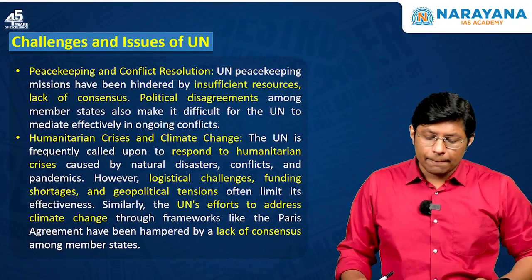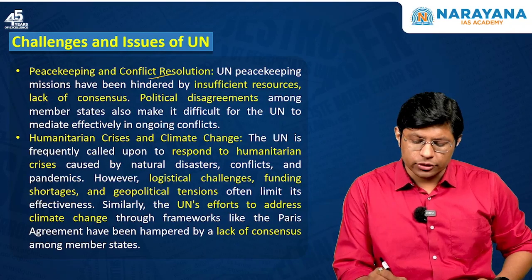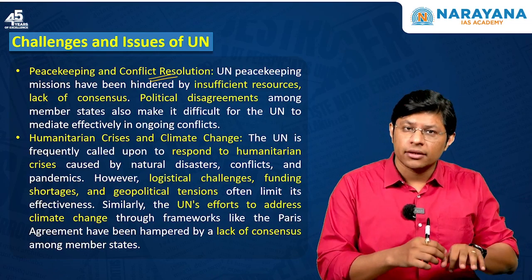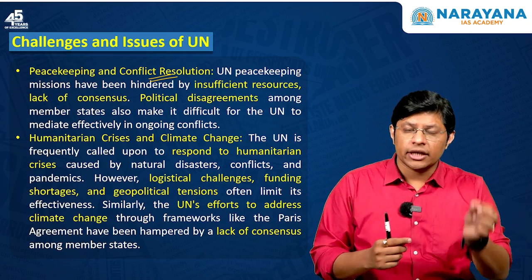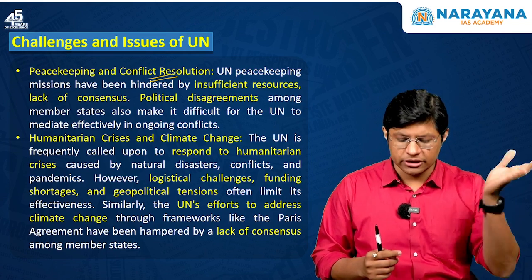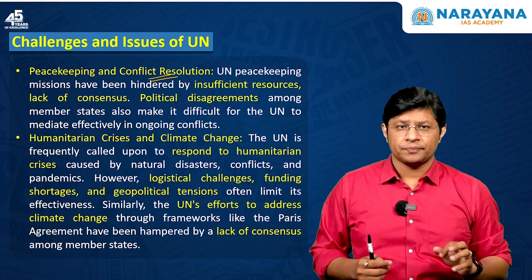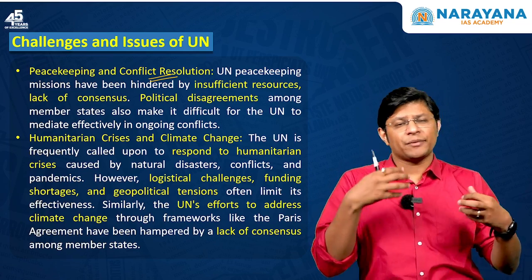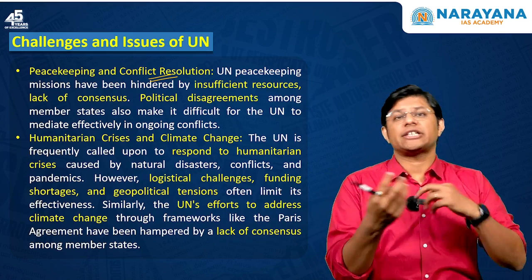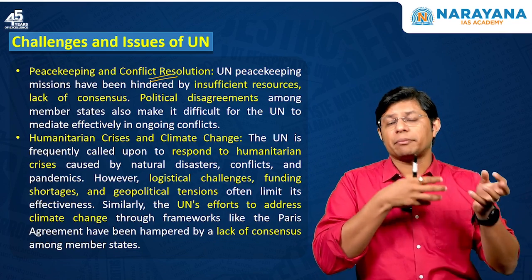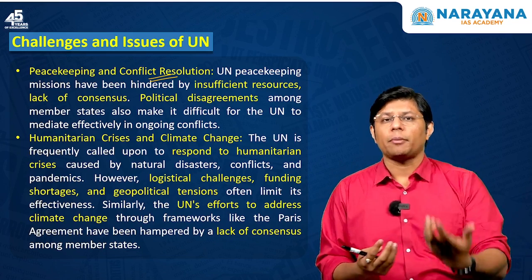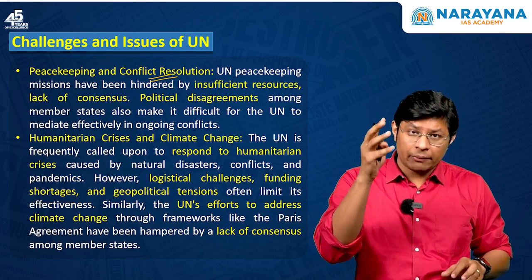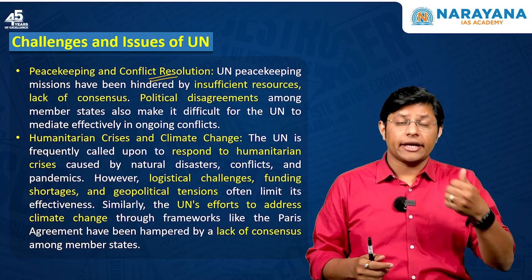The third is peacekeeping and conflict resolution. What is peacekeeping? It means the United Nations has got its own army, known by the name United Nations peacekeeping body or mission. Now, whenever the United Nations is supposed to act to end a war, let's say Israel-Hamas, or Russia-Ukraine, it is supposed to send its troops to stop the ongoing conflict. But unfortunately, the United Nations peacekeeping, which is the army of the United Nations, is unable to do so.